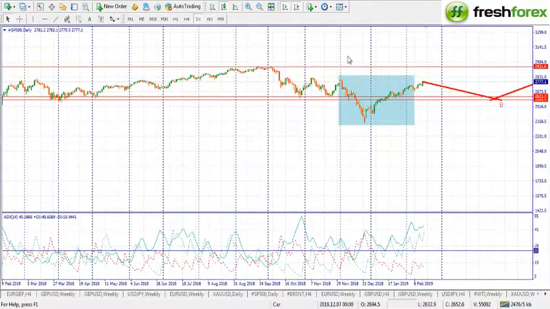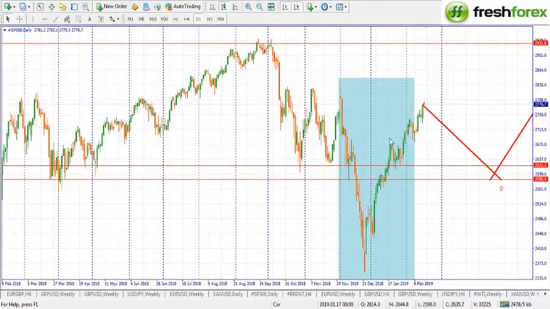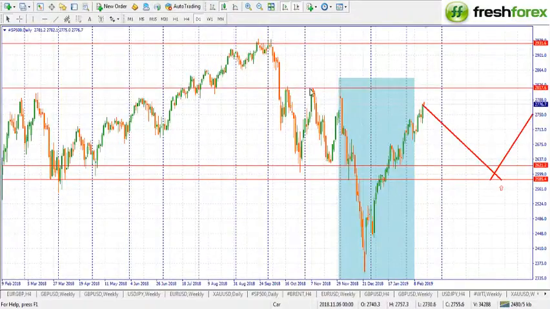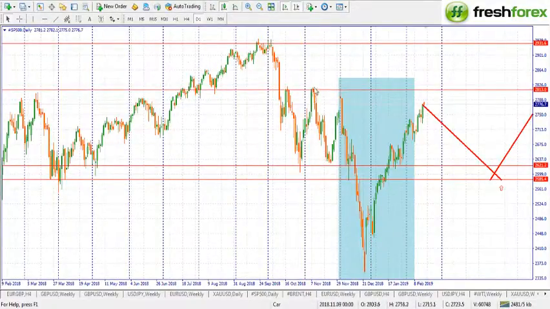On the daily chart, let me make my chart look better. On the daily chart, we still have the same level, but there's a resistance here which has to be broken clearly. So this is a resistance there. We also have a resistance there.